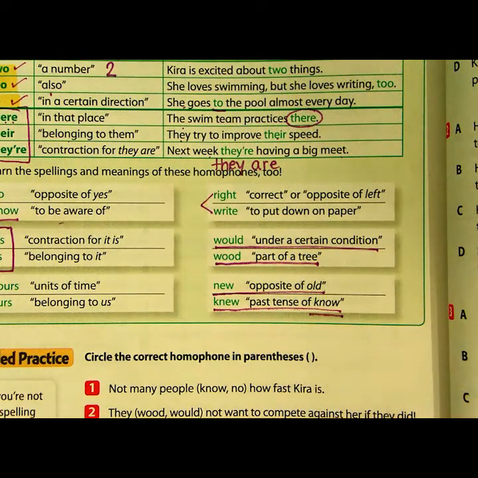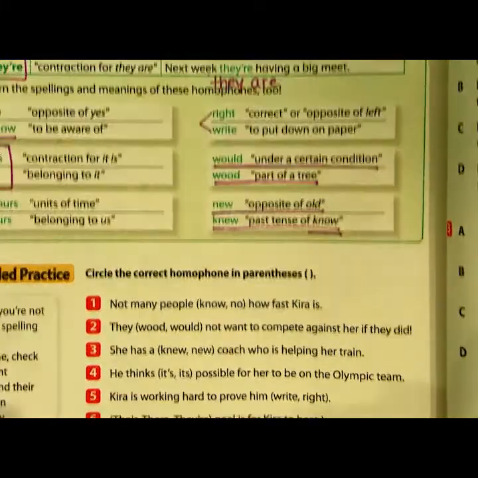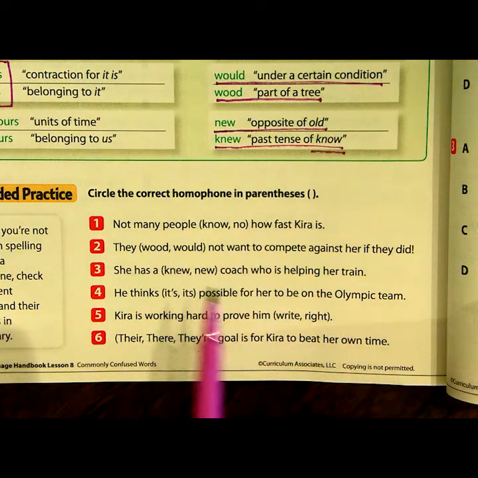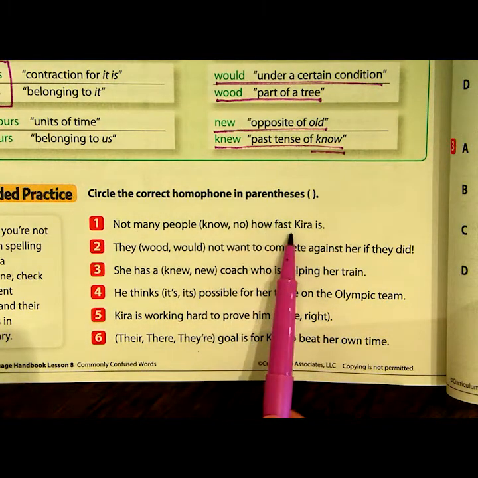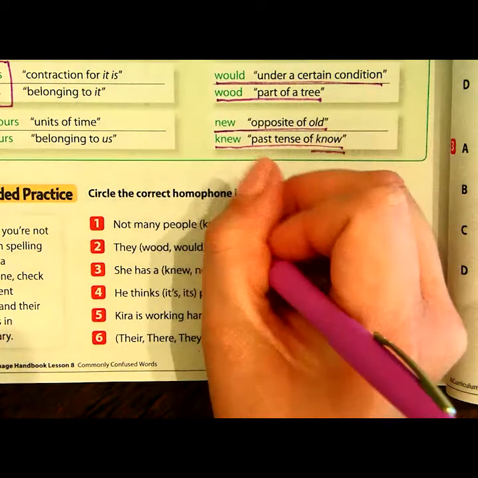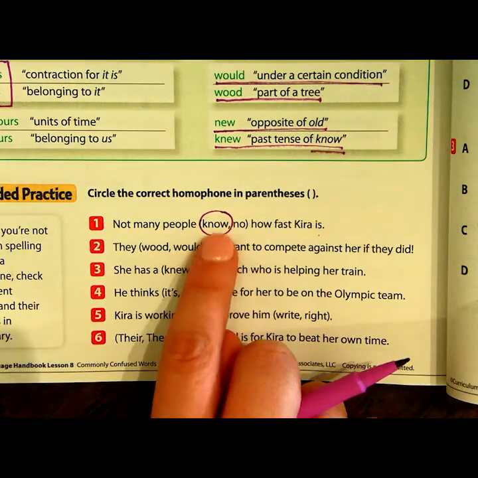So let's look at a few examples. We have 6 examples here, and we have to circle the correct homophone that's in parentheses. So in example 1, not many people know how fast Kira is. What do you think? Which form of the word no or spelling of the word know is correct? That's right. It's this one. Something that you are aware of. So not many people are aware of how fast Kira is.